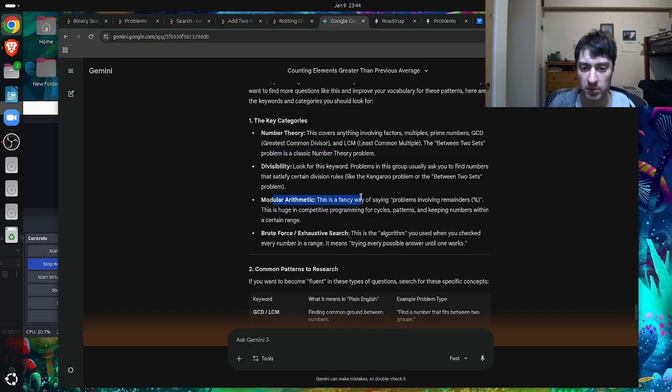Modular arithmetic. This is a fancy way of saying problems that involve the modulo. Again, back to that thing of what am I scared of and what don't I like? I don't like the modulo, and trying to figure out these algebraic little questions. Brute force and exhaustive search. This is the algorithm used when you check every number in a range, trying every possibility until one works. Realistically, this is probably what I'm going to be shooting for if I get one of these little algebraic questions.